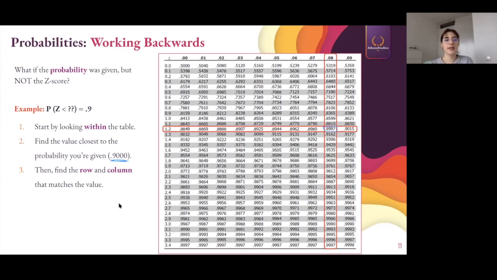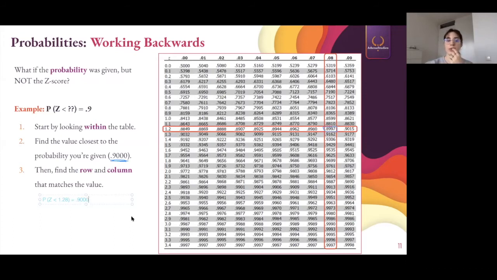So therefore, we can say that the probability that z is less than 1.28 is equal to 0.9000. So this is the closest probability in the z-table, and this is the closest z-score that is going to get us the probability that we want.